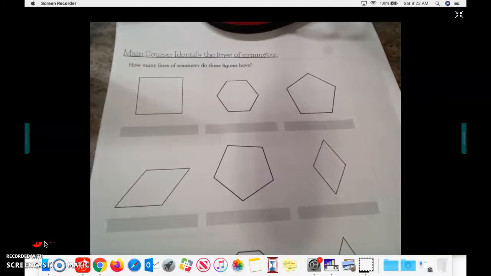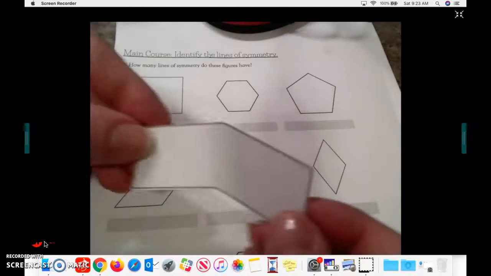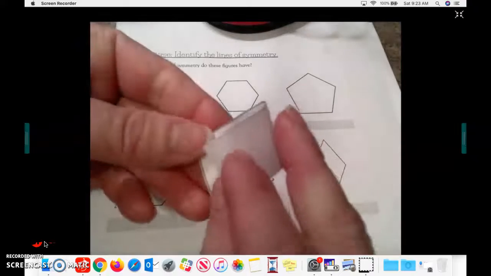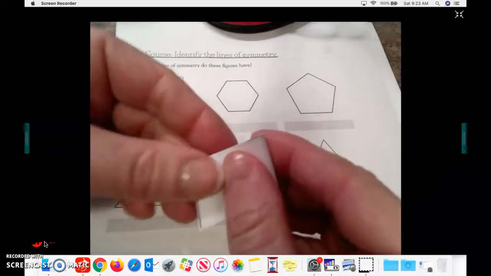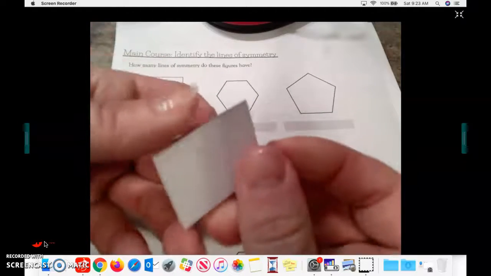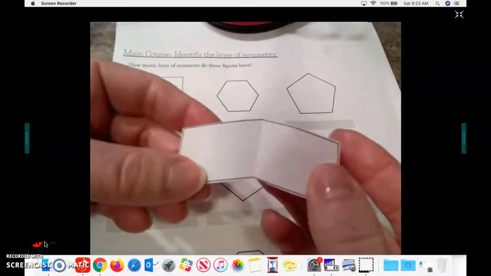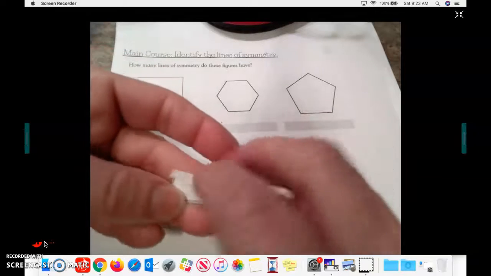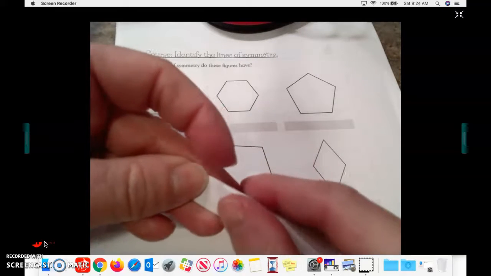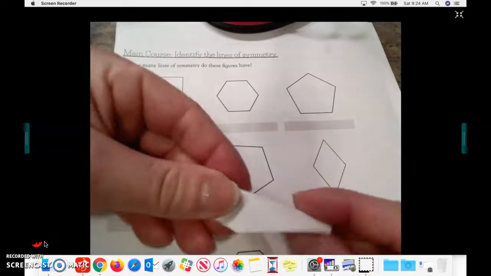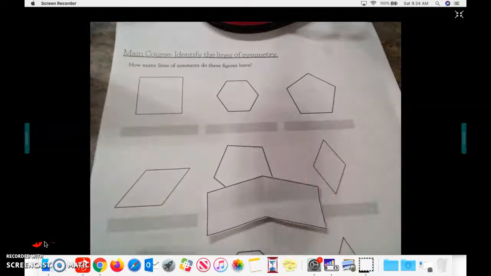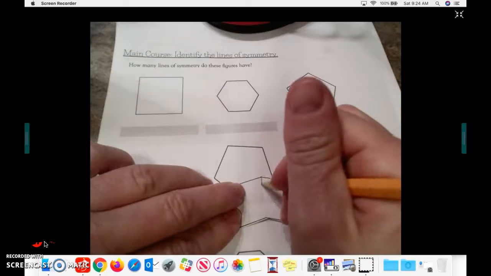Okay? I have one more shape to show you, and that is kind of an arrow shape. Now if I fold in the middle, those two sides match. Okay, so I see that there's one line so far. If I were to fold it in half this direction, I'm not going to see that those match. So that is not a line of symmetry. So this shape, just like our triangle, only has one line of symmetry.